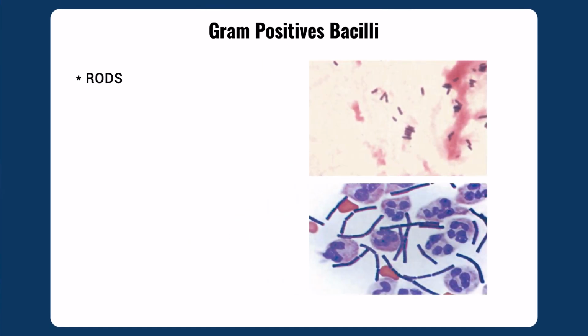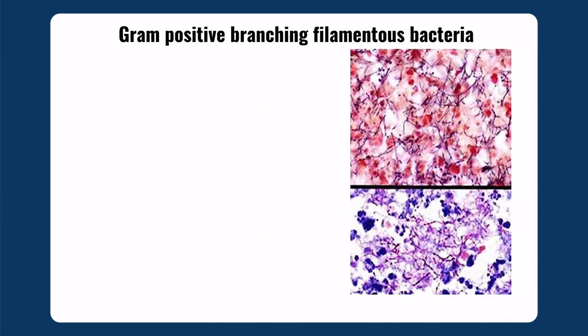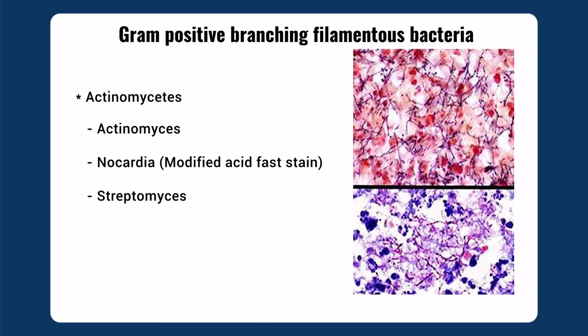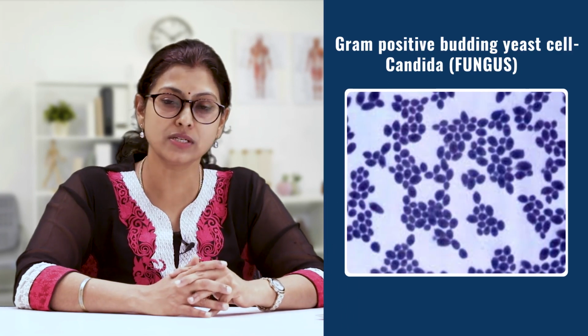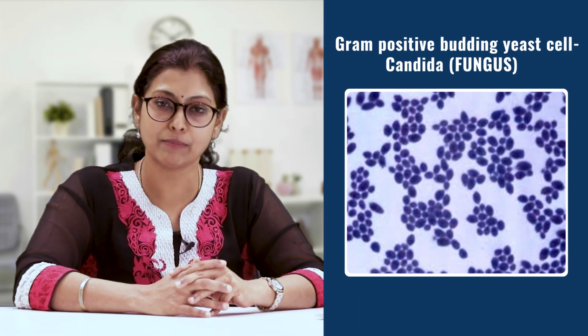Gram-positive bacilli, we also call them gram-positive rods. The different examples are Corynebacterium, Clostridium, Bacillus, Listeria and Lactobacillus. Among these, Listeria plays a major role as a pathogenic bacilli. Gram-positive and branching filamentous bacteria, the Actinomycetes group, which is Actinomyces, Nocardia and Streptomyces. Gram-positive budding yeast cells, they are not bacteria, but basically they are Candida species, which also take up the gram-positive staining.